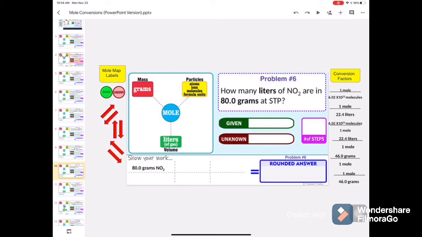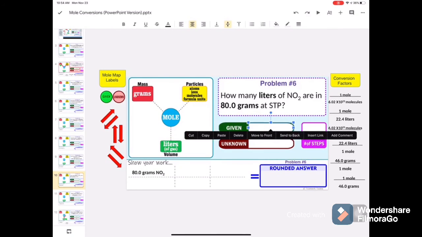So now real quick, as my time is running out, problem number 6. Clearly, this is liters to grams, at STP. So first thing is I need to map this out. What am I given? I know I'm given grams.